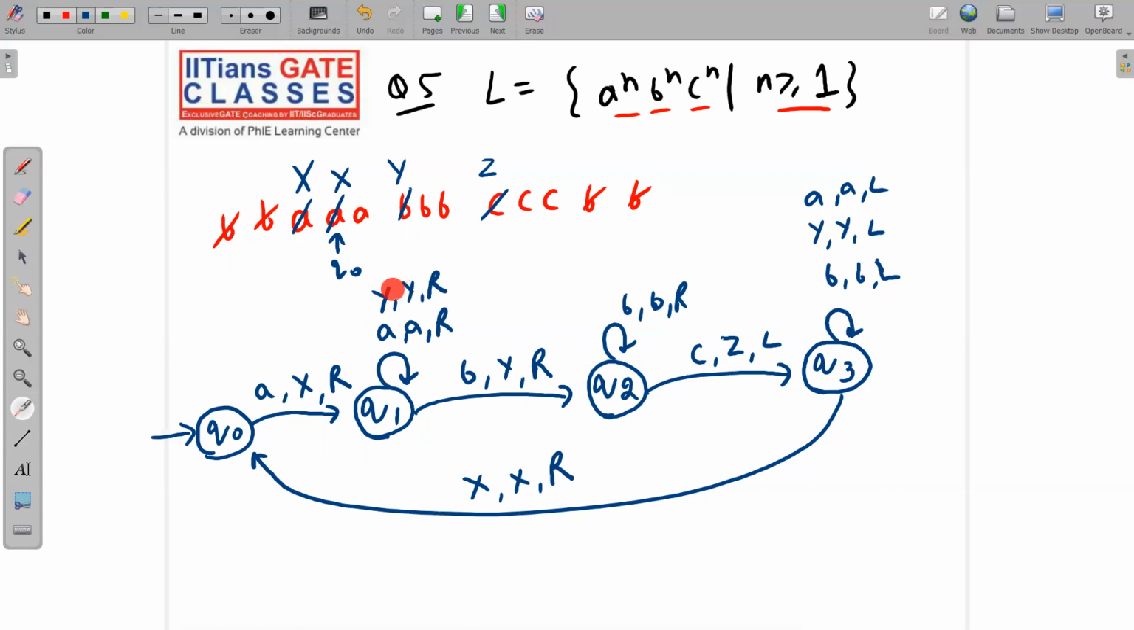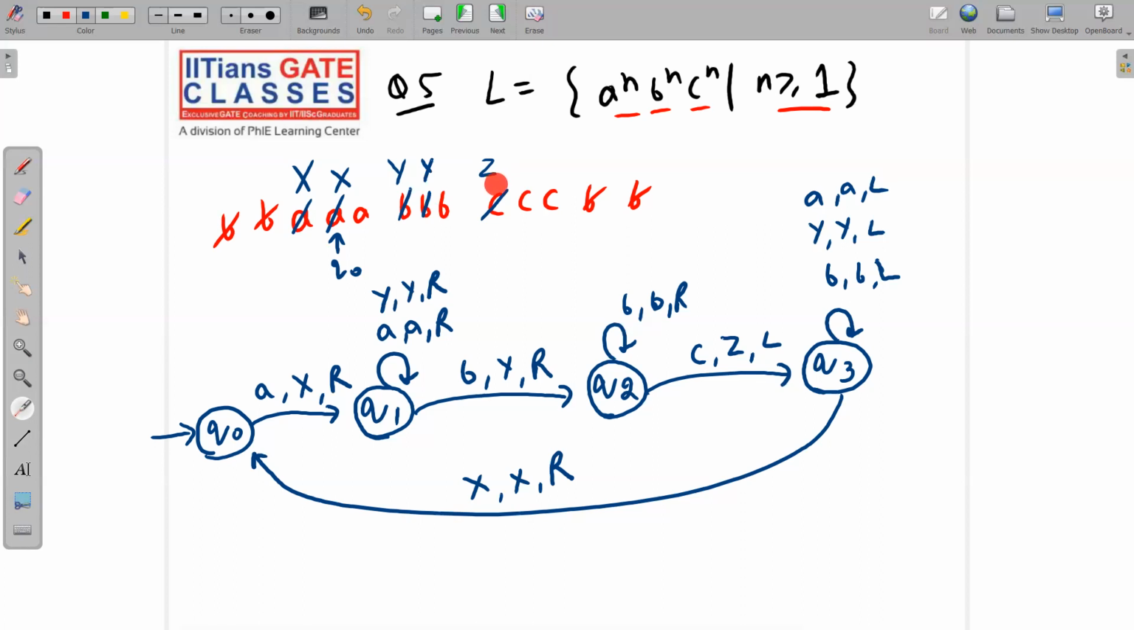So Q1 will read the Y, it will remain as Y, and it will move towards the right. So Q1 will read the B, it will become Y, and it will move towards the right. So Q2 will ignore the B. Q2 will ignore the B and keep on moving right. As soon as Q2 finds the C, it will make it as Z and it will move towards left.